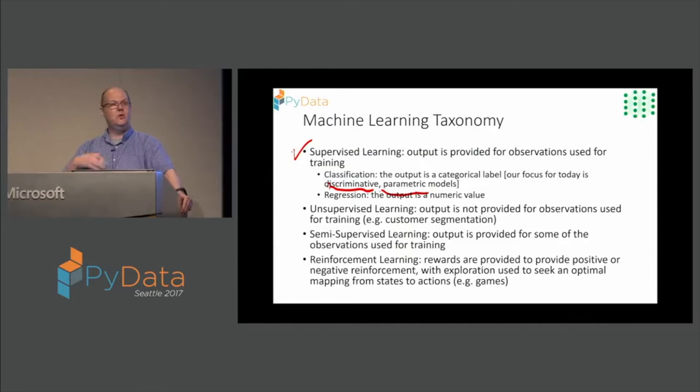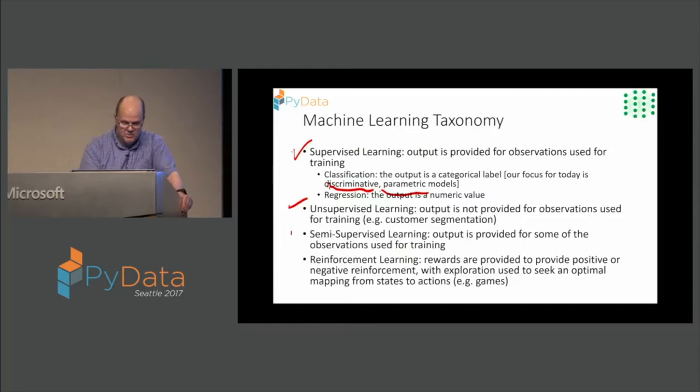Unsupervised learning, in this instance, output is not provided for observations used for training. A great example of this is either dimensionality reduction, like some kind of principal component analysis type thing we're not going to talk about, or customer segmentation, some kind of clustering.